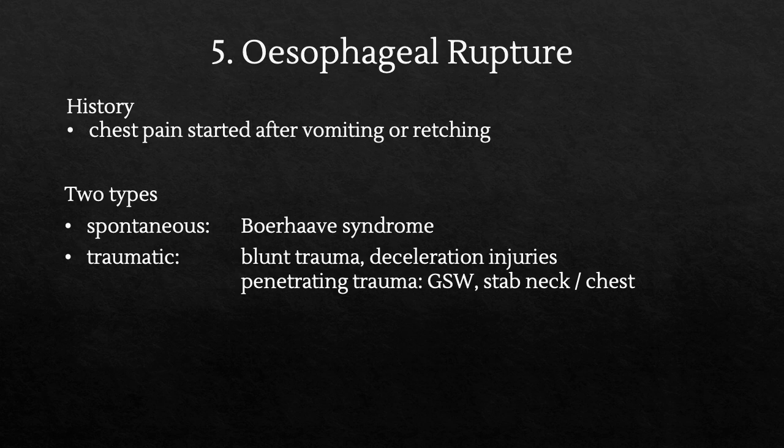Is your esophageal rupture? From the history, the patient will usually present with a chest pain that started after vomiting or retching. You can have two types, which is the spontaneous. These are usually caused by Boerhaave syndrome or deceleration injuries. Or you can have penetrating trauma to the neck, stab neck, chest, gunshot wounds. They can all cause esophageal ruptures.